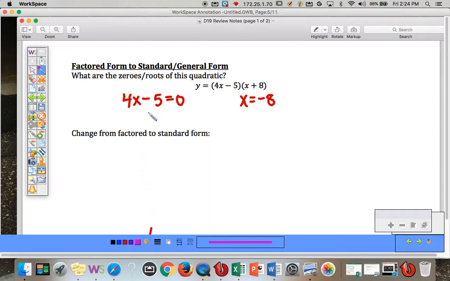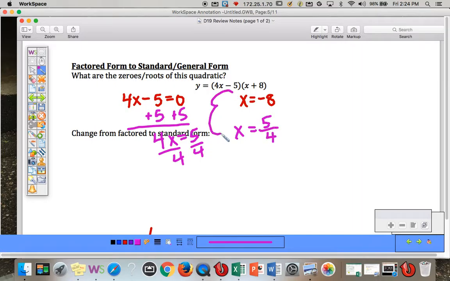We're going to add 5 to each side. 4x equals 5. Divide by 4. So x equals 5/4. So these are the two spots that your graph crosses the x-axis. Those are called zeros or roots. Now change it to standard form, which just means multiply it out.